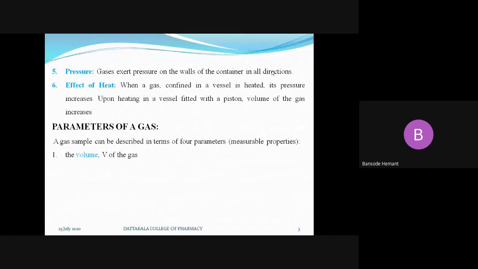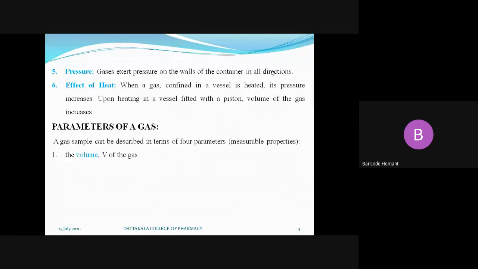So volume of gas, we know in which container the gas is present. Whatever the volume of that container, whatever the volume of that vessel, it will be the volume of gas. Okay, it is not different. In which vessel or container the gas is present, the volume of that vessel or container will be the volume of gas. And it is indicated by V.